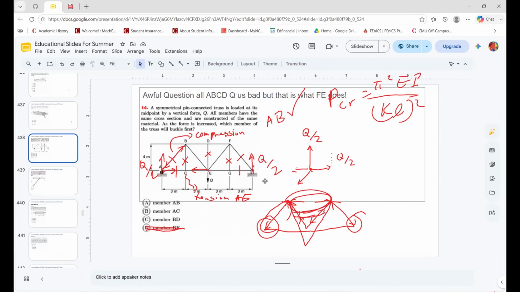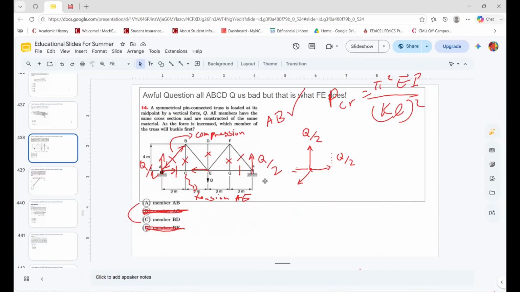AC is going to be in tension, so that one doesn't matter. So it's a battle between A and C. Already, we have eliminated two of the answer choices by just knowing your compression and tension, how to delete stuff, and how to analyze the trusses. Truss analysis is pretty powerful, isn't it?